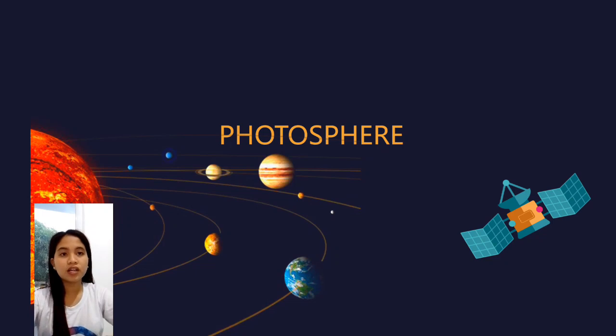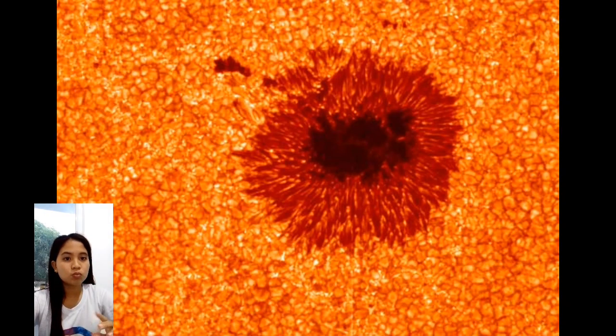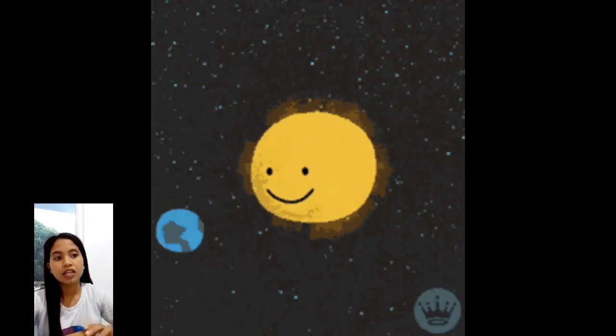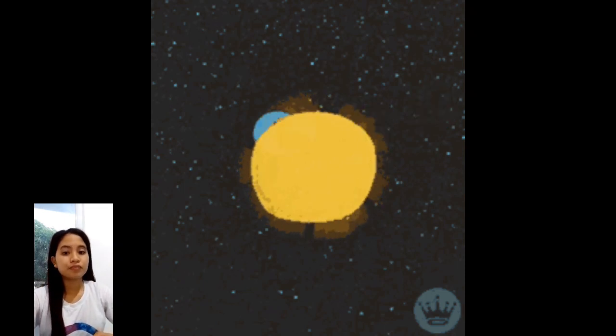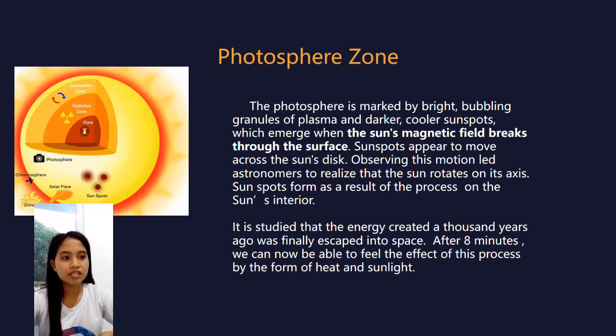Next is the photosphere zone. The photosphere is marked by bright, bubbling granules of plasma and darker, cooler sunspots, which emerge when the sun's magnetic field breaks through the surface. Sunspots appear to move across the sun's disk. Observing this motion led astronomers to realize that the sun rotates on its axis.